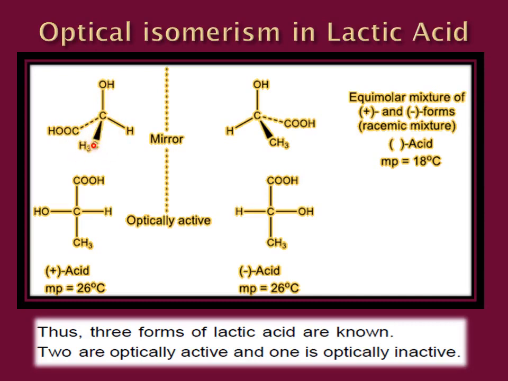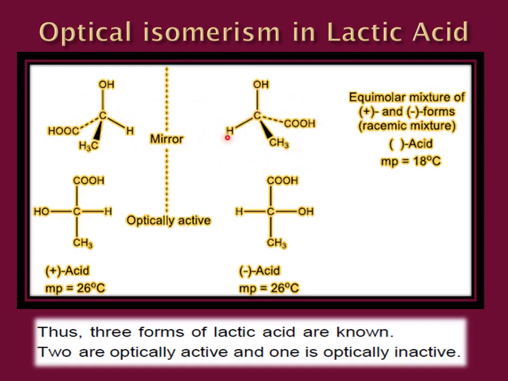Now if you place a mirror, then this is the mirror image of this compound. The mirror images of each other, these two isomers, are called enantiomers. The mirror image of one compound, these two are called enantiomers, which are non-superimposable. If you try to place this compound on this compound, hydrogen is going to clash with the carboxyl group. So it is not superimposable on one another.